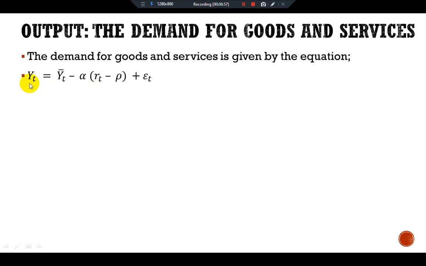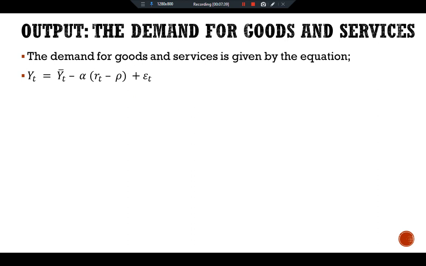Here YT is the total output of goods and services, Y bar T is the economy's natural level of output, RT is the real interest rate, and epsilon T is the random demand shock. Alpha and rho are parameters greater than 0. This equation is similar in spirit to the demand for goods and services equation which we have discussed in the IS equation.